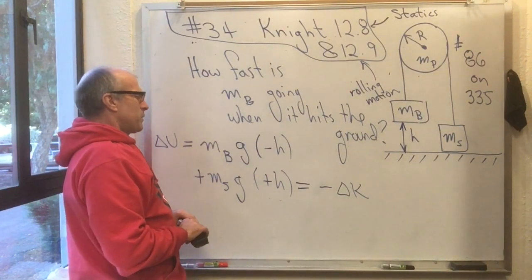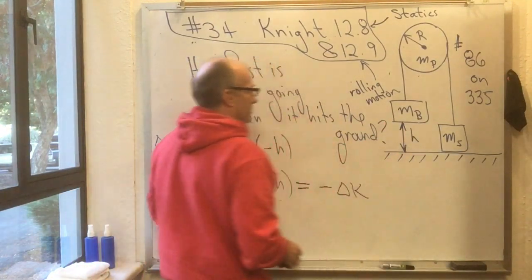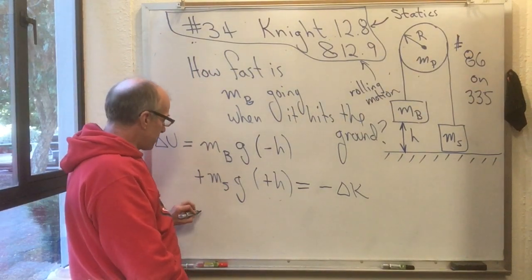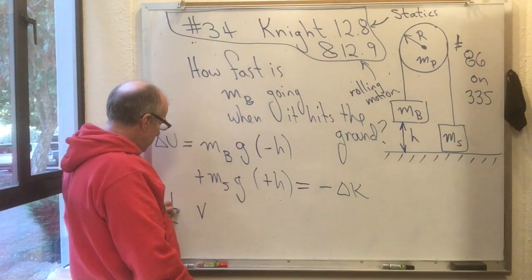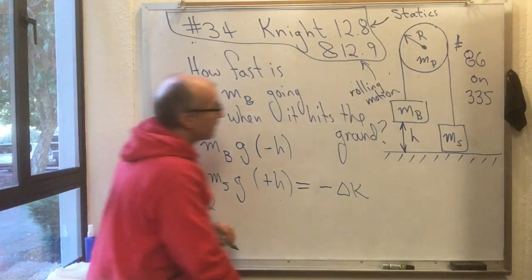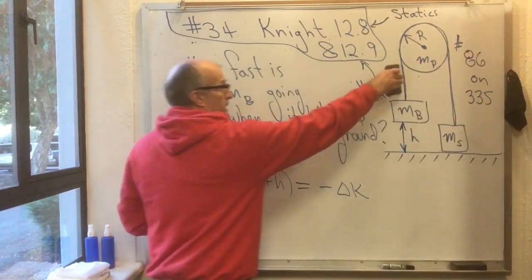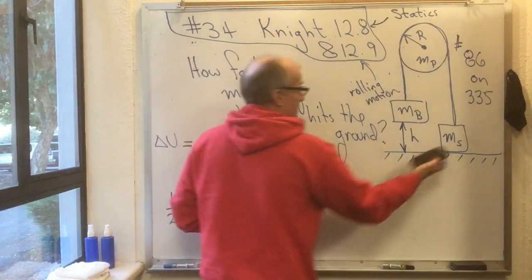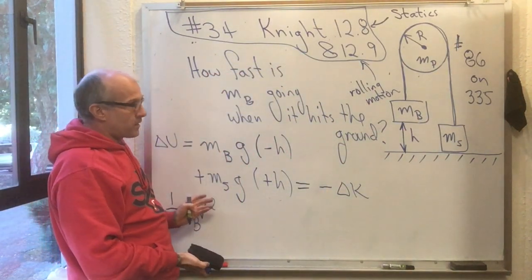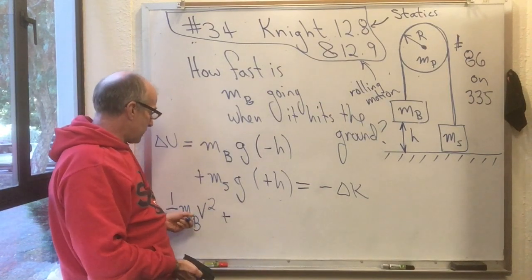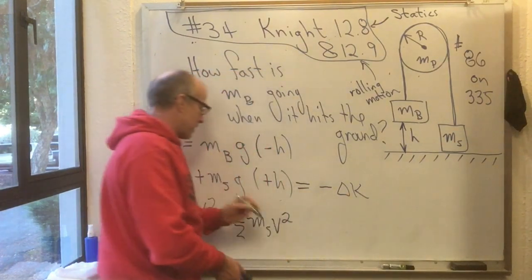Now, the next thing we can ask ourselves is, what is the total kinetic energy of this system when m sub b hits the ground? Well, m sub b is going to hit the ground with some speed. Let's call that speed v. And its kinetic energy when it hits the ground is therefore 1/2 m_b v squared. Now, thanks to this pulley situation, if this one's going down at speed v, this one's going up at the same speed. So I don't need to say that there's a v_b or a v_s, because in magnitude they're the same. So when this one hits the ground with speed v, this one is going up with speed v. So its kinetic energy is 1/2 m_s v squared.